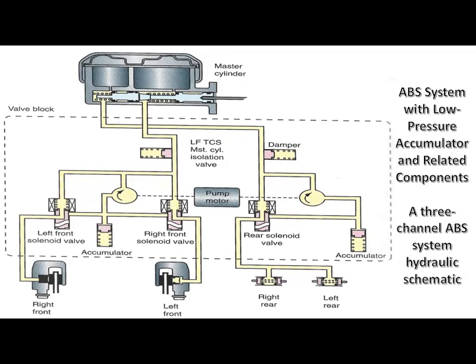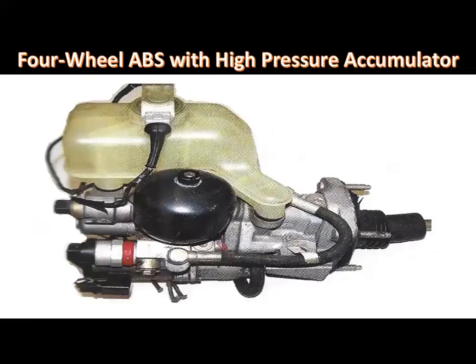Some four-wheel ABS have a high-pressure accumulator mounted on the master cylinder. The high-pressure accumulator contains a heavy diaphragm in the center of the accumulator. A nitrogen gas charge is permanently sealed in the upper accumulator chamber above the diaphragm. A pump integral with the master cylinder pumps brake fluid into the lower accumulator chamber.